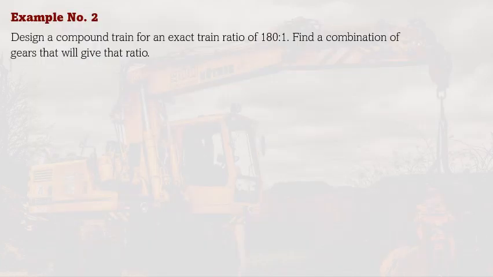Let us have another example. We are to design a compound gear train for an exact train ratio of 180:1. So we are looking for a combination of gears that will give us a ratio of 180:1.